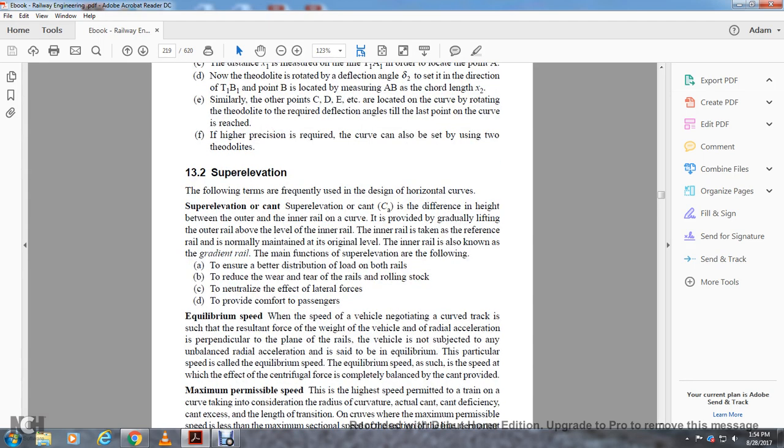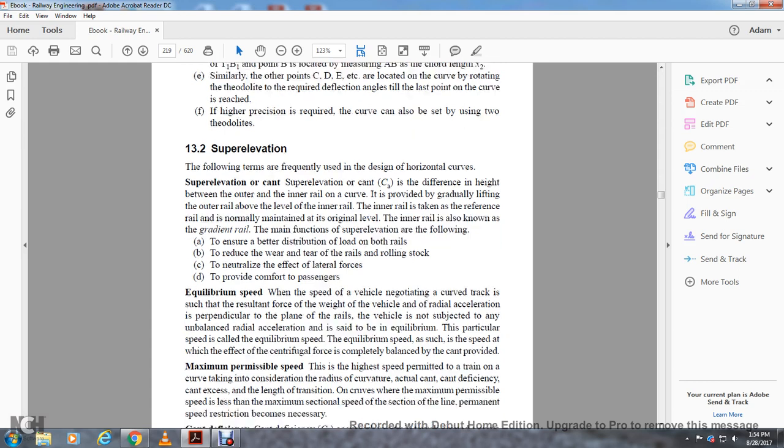Alright, superelevation. The following terms are frequently used in the design of horizontal curves. Superelevation, or cant, is the difference in height between the outer and the inner rail on a curve, provided by gradually lifting the outer rail above the level of the inner rail. The inner rail is taken as the reference, normally maintaining its original level. The main functions of superelevation are to ensure better distribution of load on both rails, to reduce the wear and tear of the rails and rolling stock, to neutralize the effects of lateral forces, and to provide comfort for passengers.